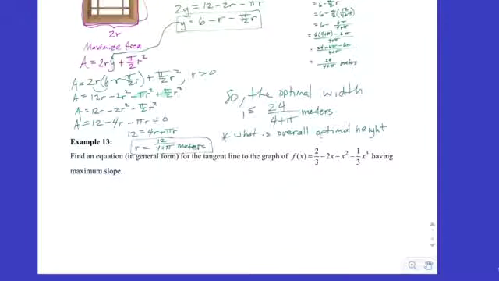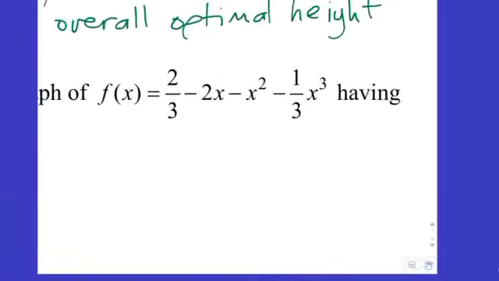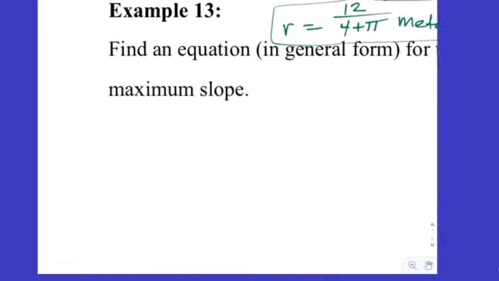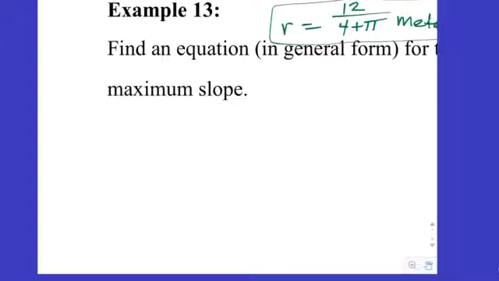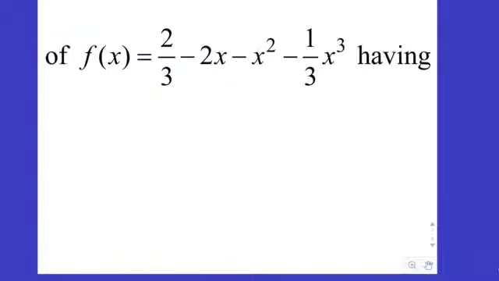All right, last one. This one's going to be anticlimactic. It's going to be pretty easy, but it does show up sometimes. Find an equation in general form for the tangent line to the graph of this cubic polynomial that has a maximum slope. I want to make my tangent line have the maximum slope. So it is optimization. First thing I need to do is maximize slope. Well, I need to come up with a slope equation. How do I get a slope equation from the y value equation?